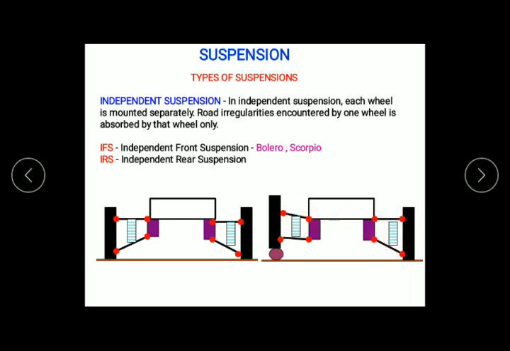In both cases, the vehicle is stable. So this is more suitable. IFS, independent front suspension, is used in Bolero and Scorpio. Exactly opposite is IRS, independent rear suspension.